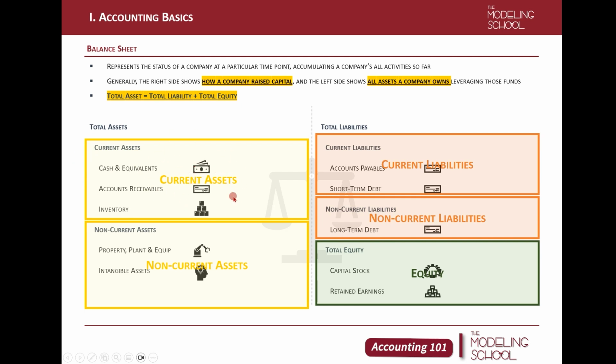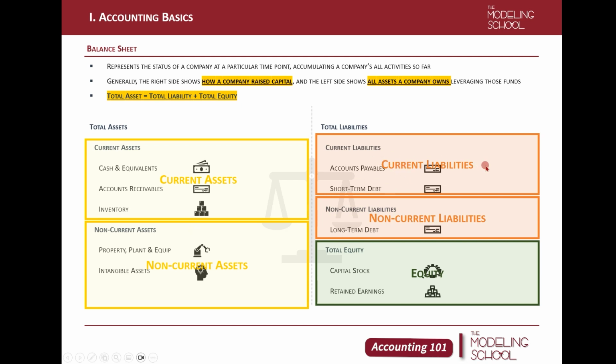By current assets, the definition is assets that can be converted into cash within a year. That's the definition of current assets. So the limit is 1 year. Shorter than 1 year is current assets. If it's going to take longer than 1 year to liquidate, it's going to be recorded as non-current assets.